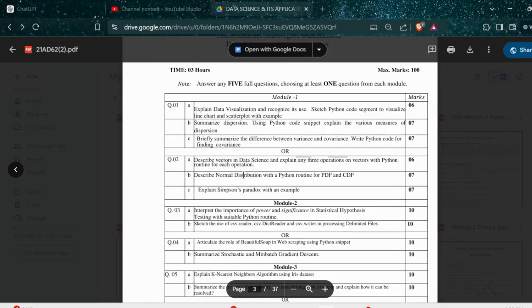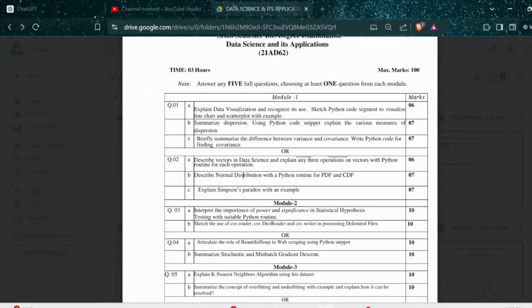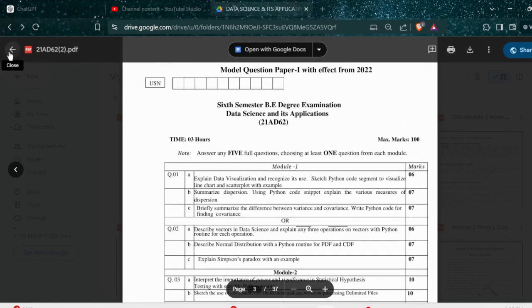And one thing to remember is that most of the questions have been repeated module wise. So make sure that you identify such questions and study them so that you don't end up wasting your time repeatedly studying different topics. So this was about the important questions part.